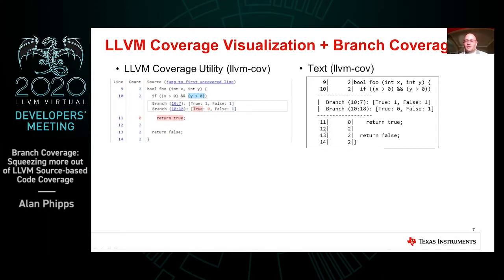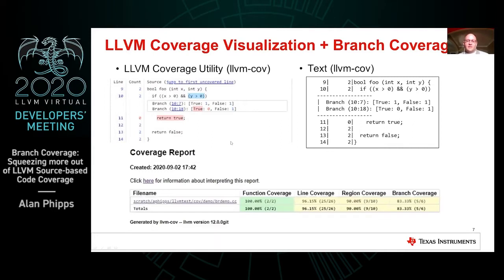The text output looks very similar. Finally, I extended the coverage report to include branch coverage as an ultimate criterion that you can use to track your code coverage. And so, according to this, 5 out of 6 branches were covered. And sure enough, if you look at the code, there is one branch that wasn't covered, the true branch on the second condition of y greater than 0.